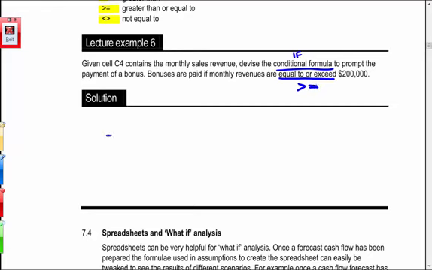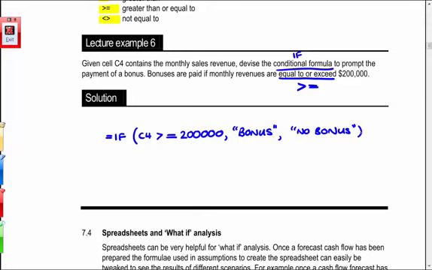200,000. So we start off with equals if, because it's a conditional formula, and it's cell C4, and we want it to be greater than or equal to, so we need to use both of the symbols. 200,000, no commas in the 200,000, comma, and then in inverted commas, first response, which is bonus, and then a comma, and then no bonus, because if it's not true, so if the sales are not greater than or equal to 200,000, there won't be a bonus.